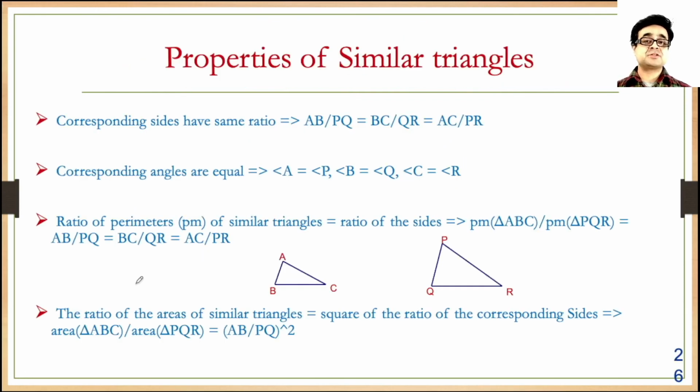Some of the properties in similar triangles: we have already seen that the corresponding sides have the same ratio. Corresponding angles are equal, which is the same as the AAA property. The ratio of the perimeters will be equal to the ratio of the sides, very easily derivable properties. And finally, the ratio of the areas will be the square of the ratio of the corresponding sides.